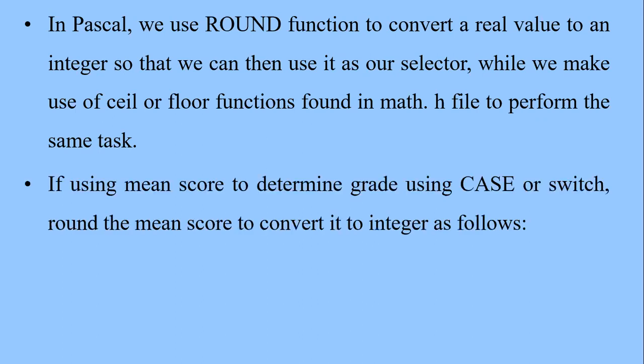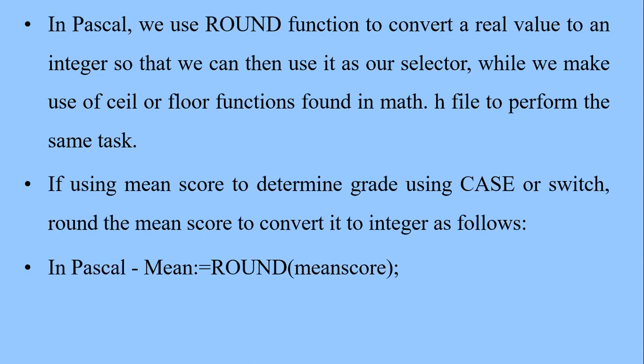If using the mean score to determine the grade, use case or switch. Round the mean score to convert it to an integer as follows. In Pascal, we do mean as round of whatever you have as the mean score, which was a float. So round it by using the function round and assign what you get into the variable called mean.